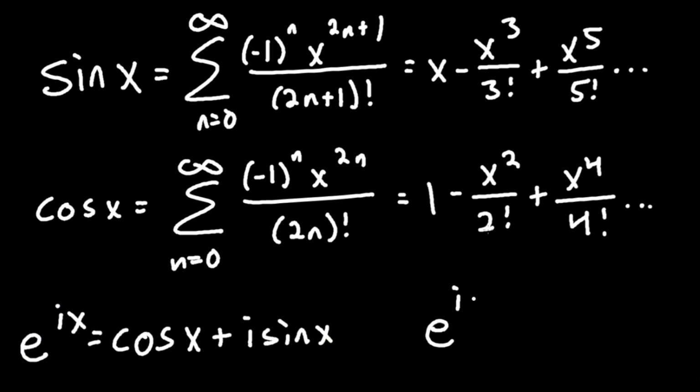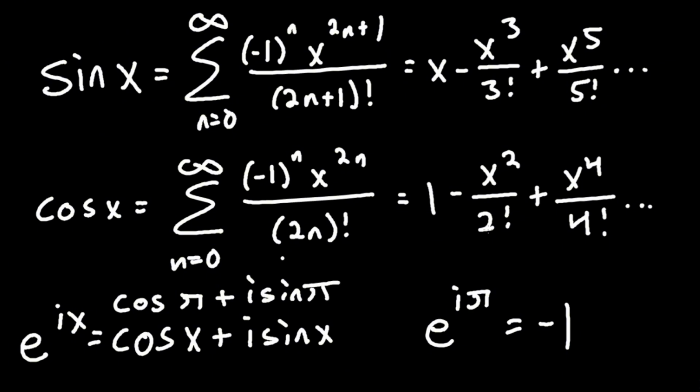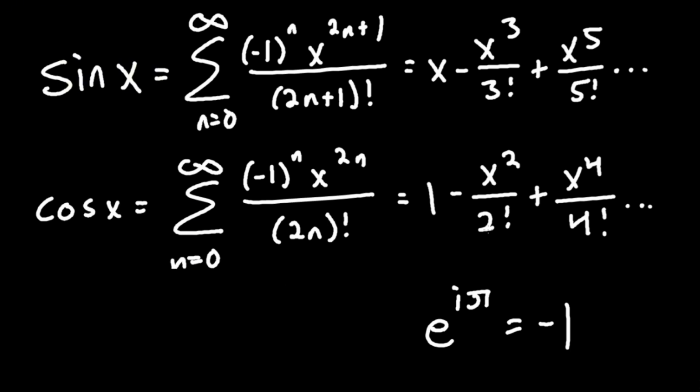And e to the i pi is simply equal to -1, right? So if you were to plug in pi here, you would get cosine of pi plus i sine of pi, which is just equal to, well, sine of pi is equal to 0, so this just cancels out. 0 times i is still 0. So you just get cosine of pi, which is just equal to -1. This is a pretty cool thing that you can look at. But let's go ahead and move on to Desmos.